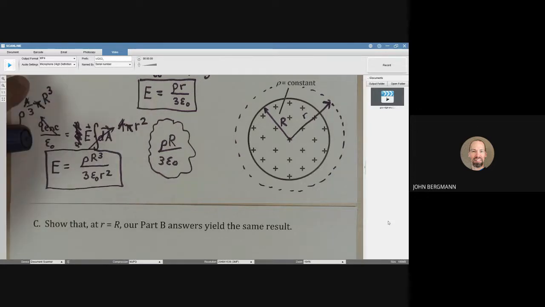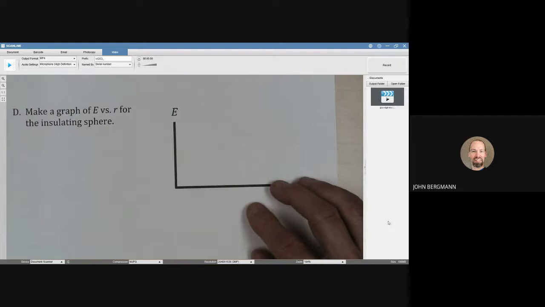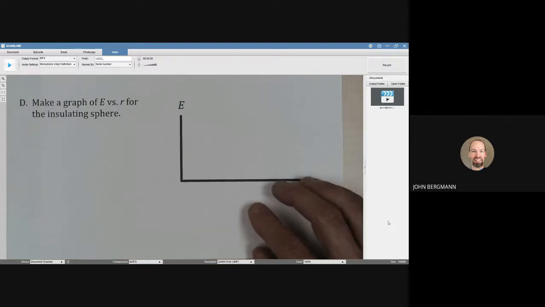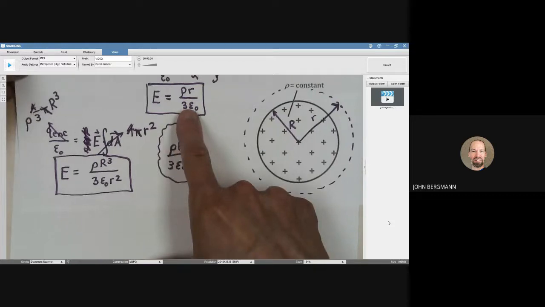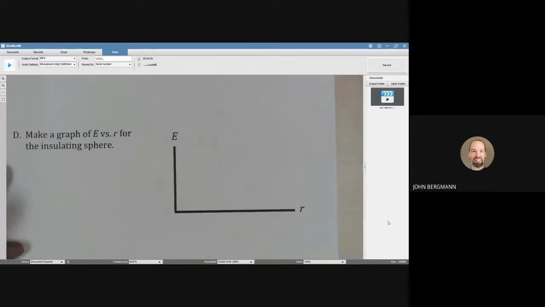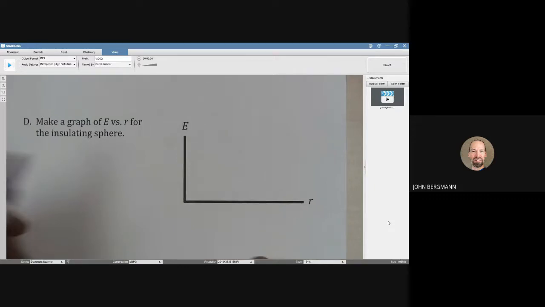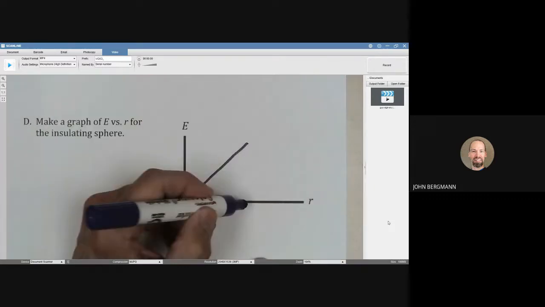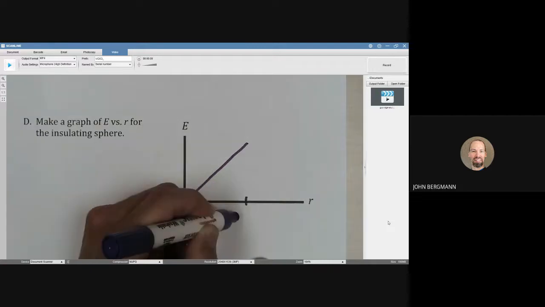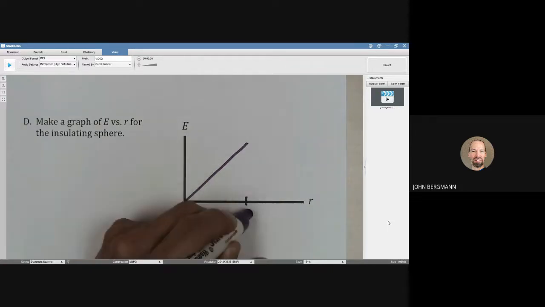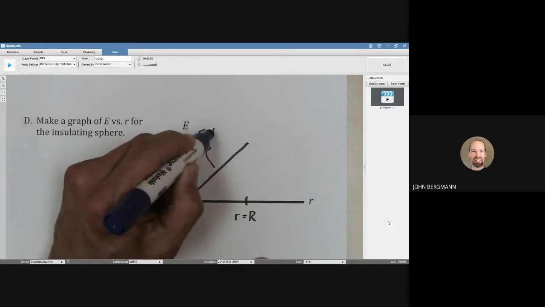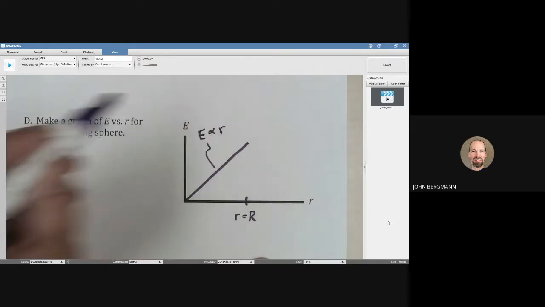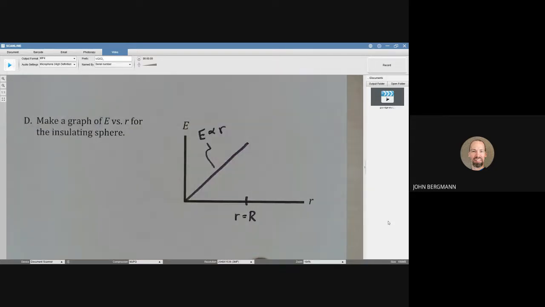All right, let's finish by making a graph of E for the insulating sphere. Let's look at the top equation. E is going to increase linearly with little r. So the first part of the graph is going to look like that, and it's going to increase linearly all the way up to little r equals big R right there. E is proportional to r in that section.